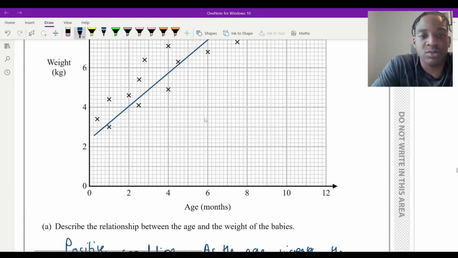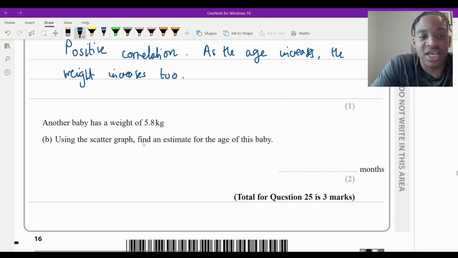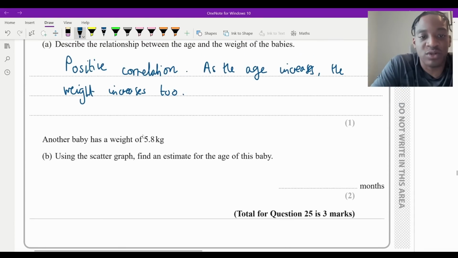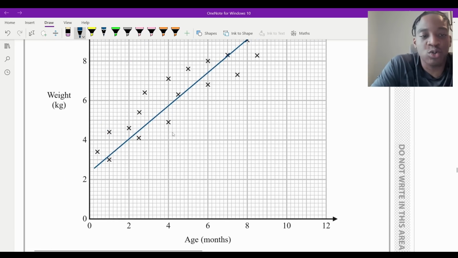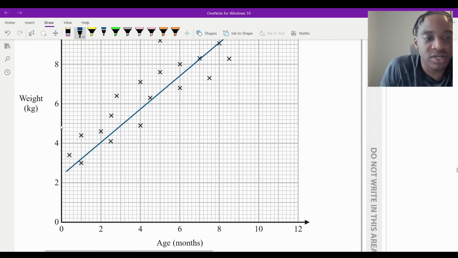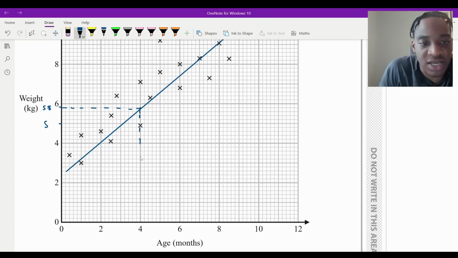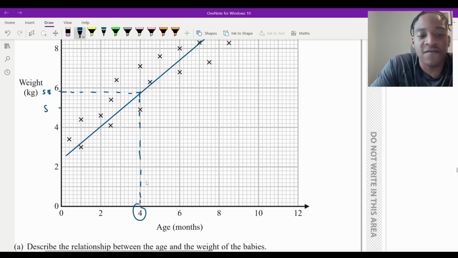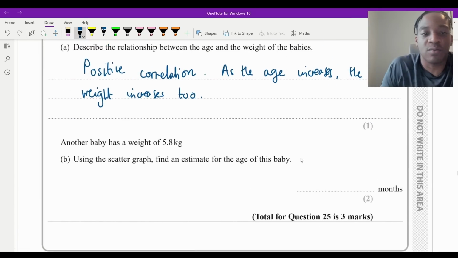Now let's go back to the question. Question said we need to find an estimate for the age of this baby when the baby's weight was 5.8 kilograms. So all you're going to do is go to the weight, and you're going to go to 5.8 kilograms. It's going to be 5 here. It's going to be 5.2, 5.4, 5.6. 5.8 is right here, just 1 under 6, 5.8. So we're just going to go to our line of best fit, which is right here. And then we're just going to go down to here and see what age that gives us. And that's quite clearly 4, isn't it? So we can say an estimate for the age is just going to be 4 months.